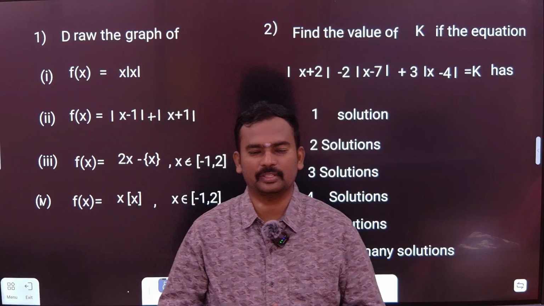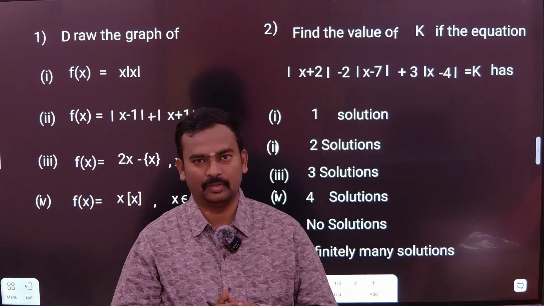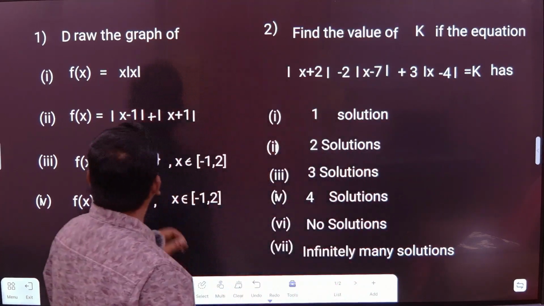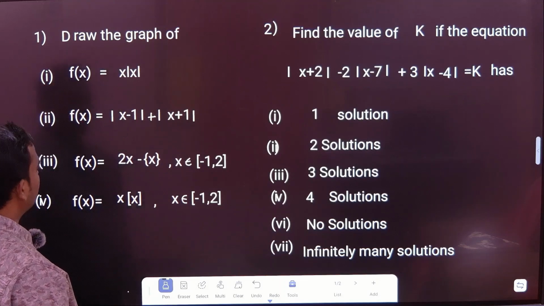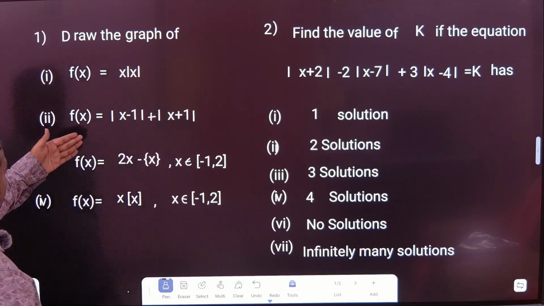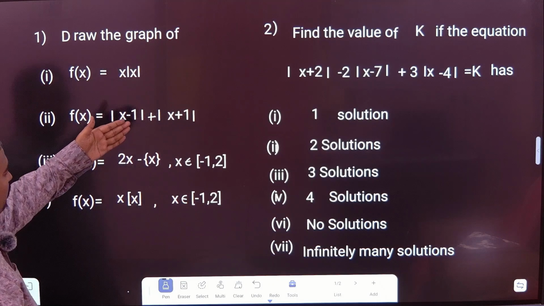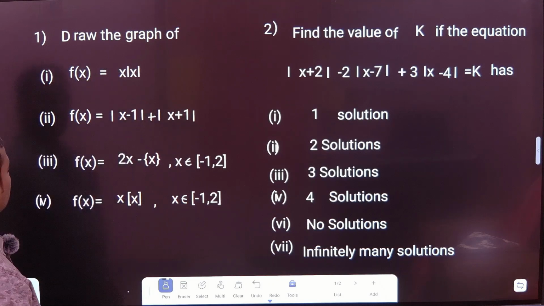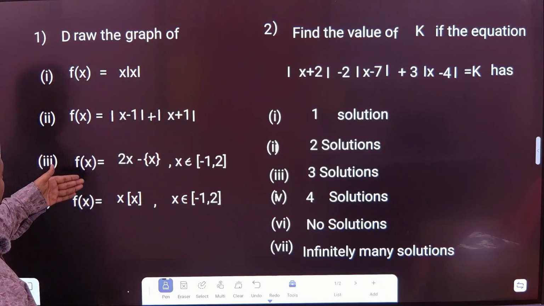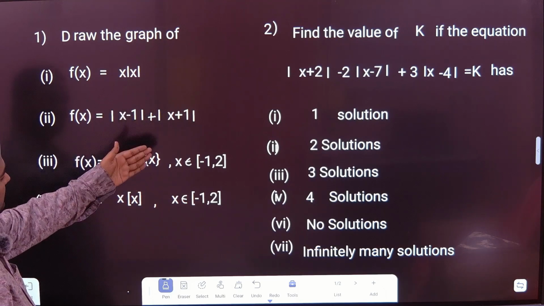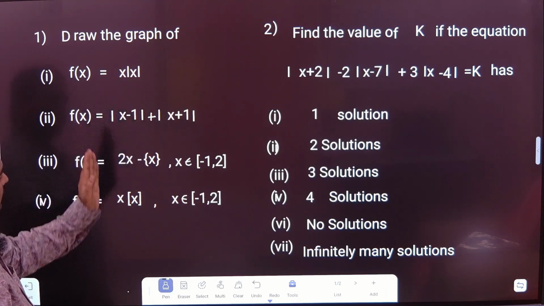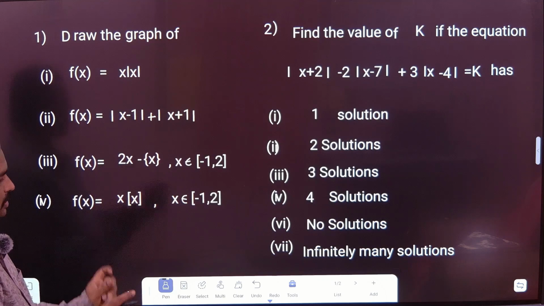Today I am going to discuss with you a very interesting graph. You can see here, draw the graph of f of x equal to x times mod x, and second one, f of x equal to mod x minus 1 plus mod x plus 1, and third one, f of x equal to 2 times x minus fractional mod of x, when x belongs to the closed interval minus 1 to 2.